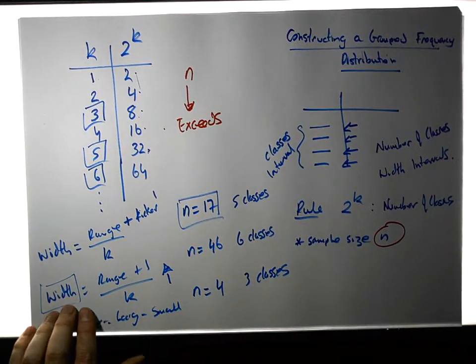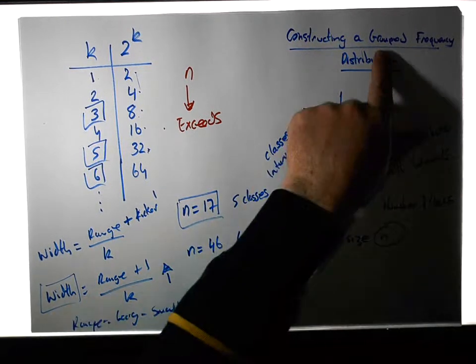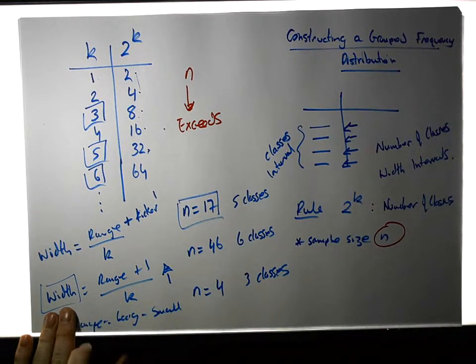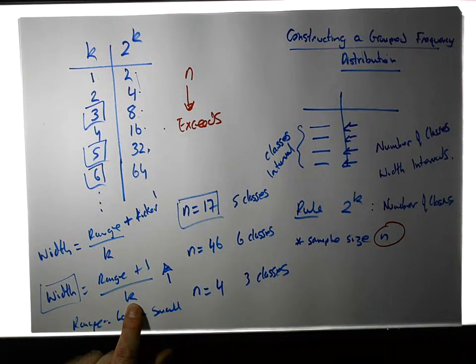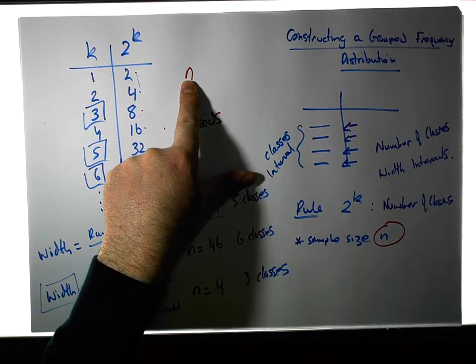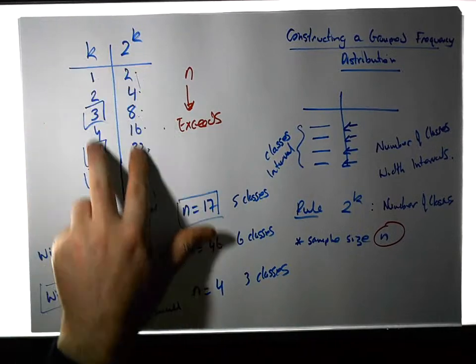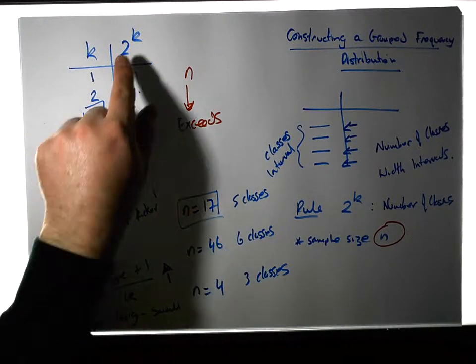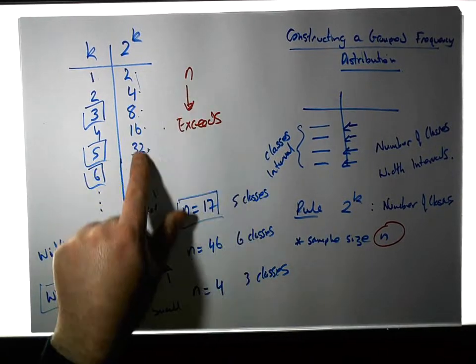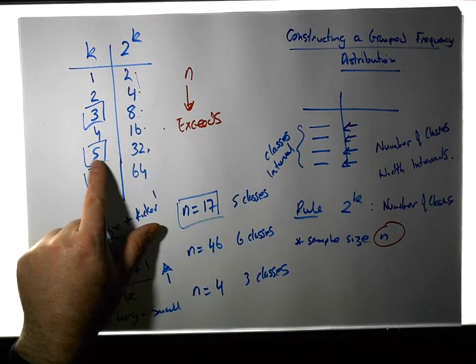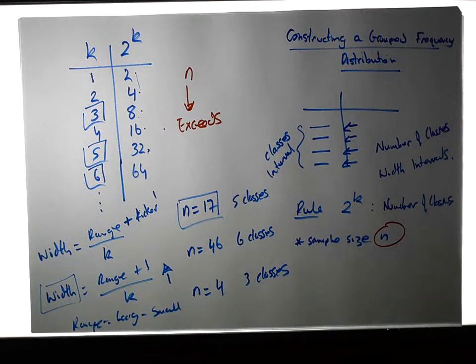So the width of our classes in a group frequency distribution is pretty easily calculated. You calculate the range of the data set, you add 1 onto it, and then you divide by the number of classes. But to calculate the number of classes, you need to know the sample size. Once you know the sample size, you go down through this table. It never changes, this table. You find the first number in this column that exceeds your sample size, and that tells you how many classes you require.